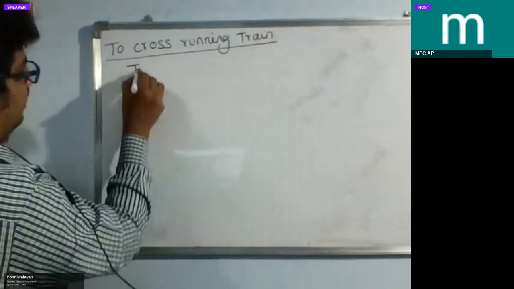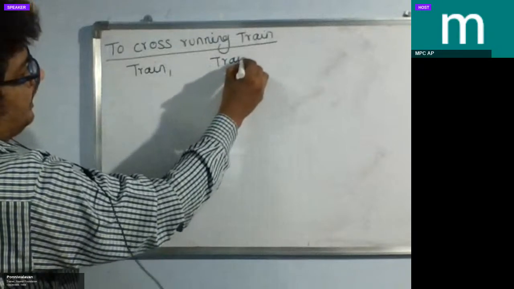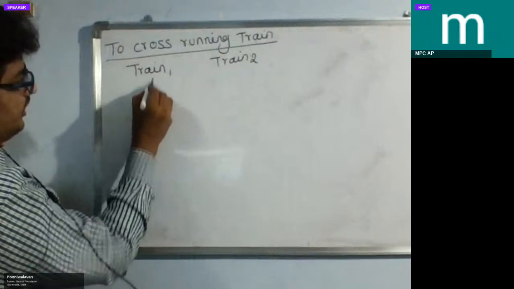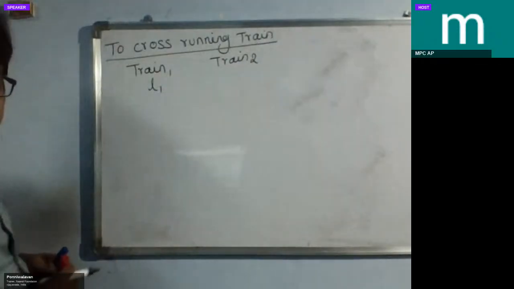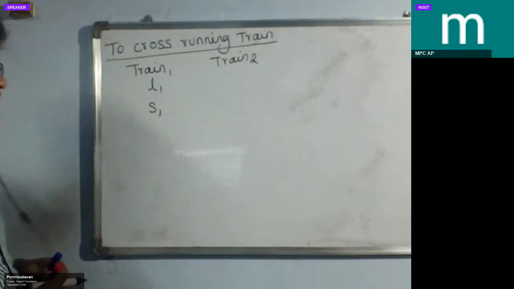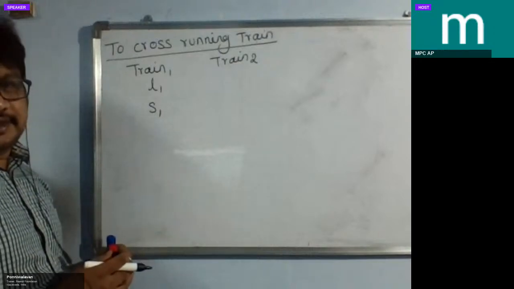Okay, train 1, train 2. Here two trains are crossing, train 1 and train 2. And what about the length of the first train? We can take it as L1, and the speed of the first train as S1. Is the second train a moving object or a stationary object?